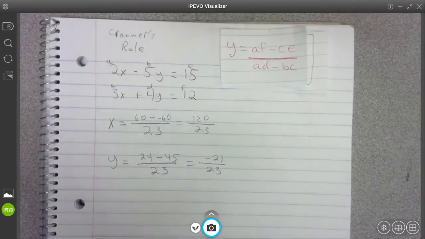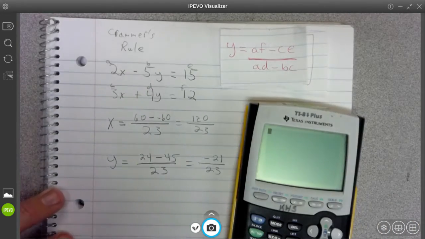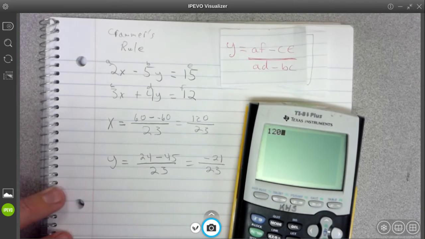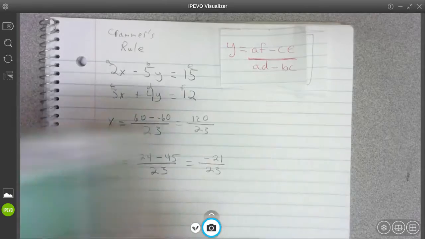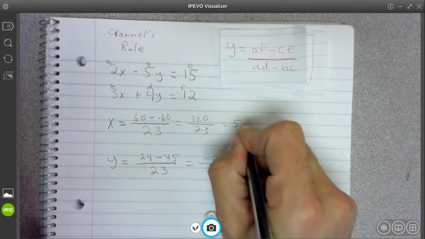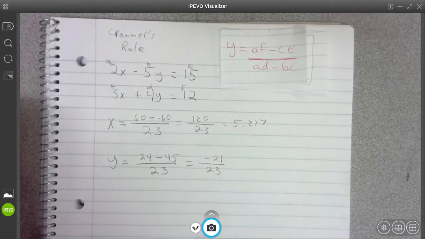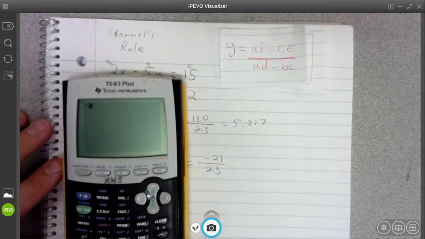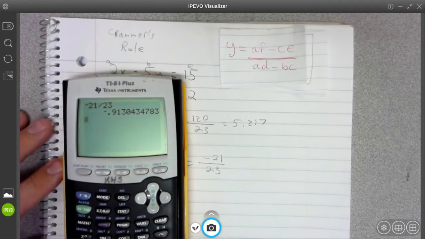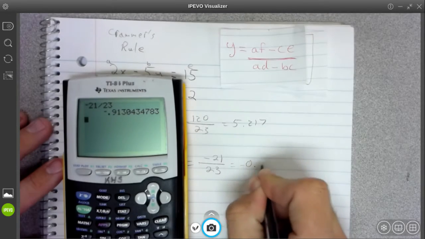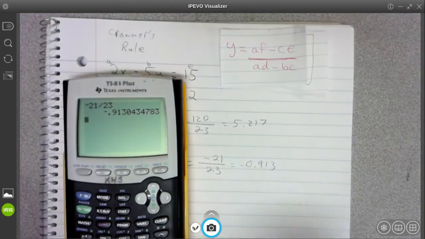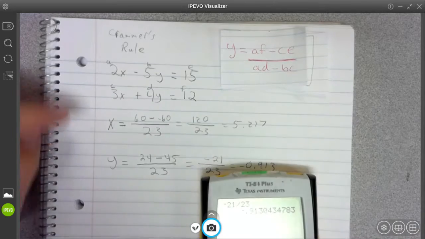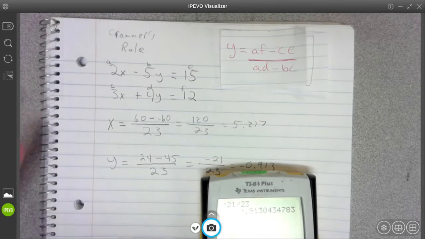Let me see what these are as a decimal real quick, just to make sure we did this right. All right, 120 divided by 23 is 5.217. And then for the Y value, -21 divided by 23 is -0.913.